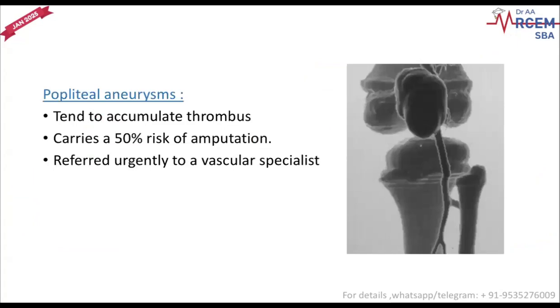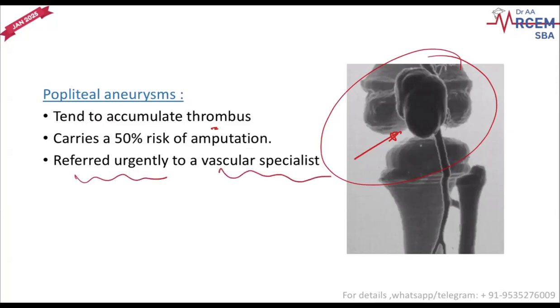Popliteal aneurysms tend to accumulate thrombus at the back of your knee. There might be a swelling. Do not get confused with the Baker cyst here. Baker cyst is different. If a Baker cyst bursts open, usually the entire calf will be swollen. Here, only a mass can be seen. This is known as popliteal aneurysm, and this mass can sometimes be pulsatile. Most of the time, if you palpate or auscultate it, it will be pulsatile. It will not get compressed, unlike a Baker cyst.